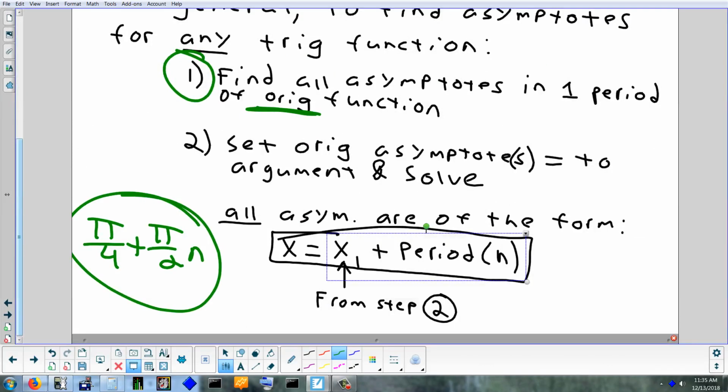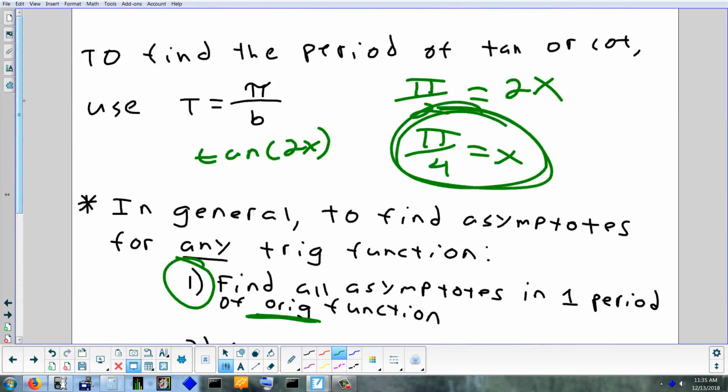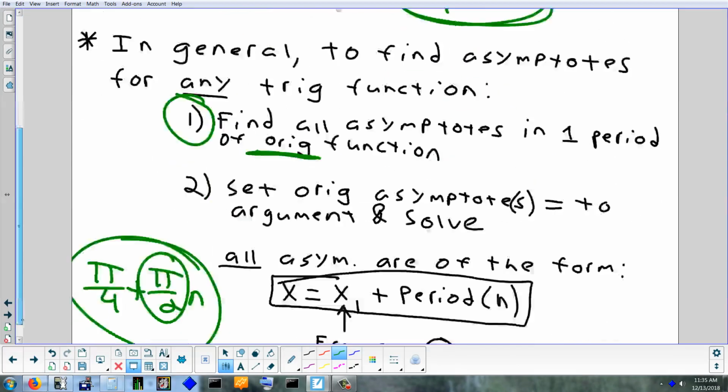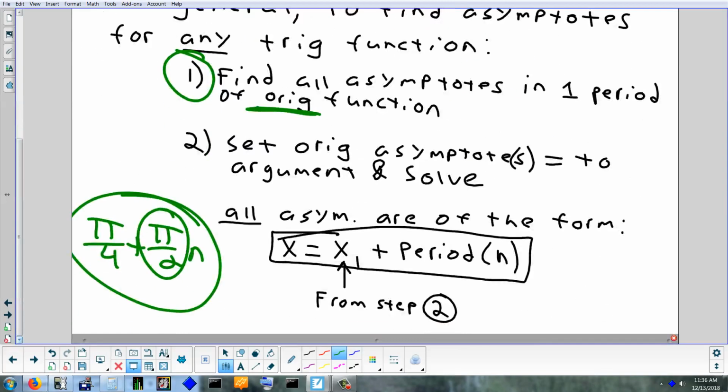I found one asymptote, and then it's going to keep repeating itself every period. Every single period, you're going to get another one. And the period of this one, tangent 2x, is pi over 2. Pi over b. b is 2. That's why I did it like that. So we're going to do another one, but I'm just showing you what an answer would look like. You find one, so that's step 2, and then you put plus the period times n. And that represents every single asymptote you could ever have.